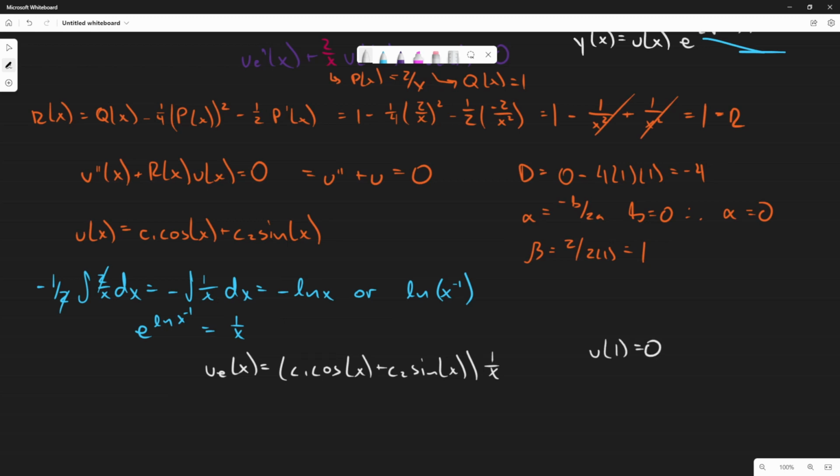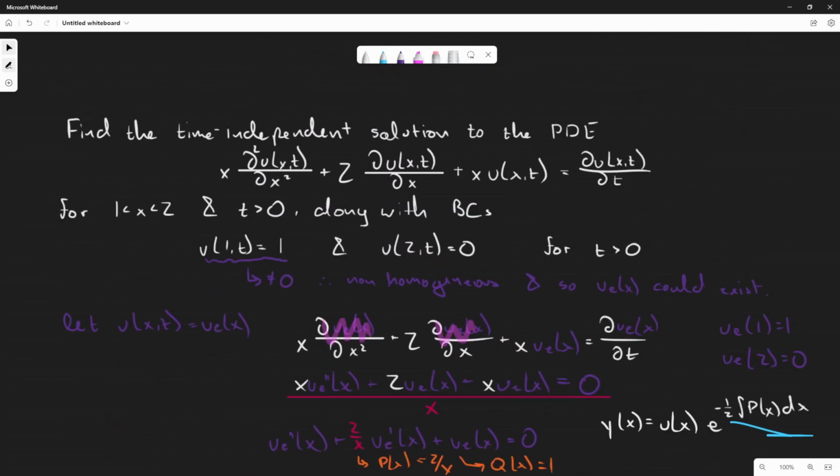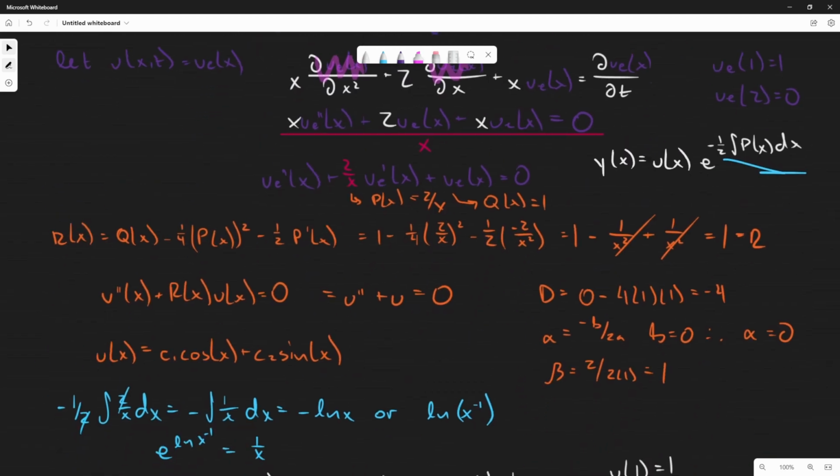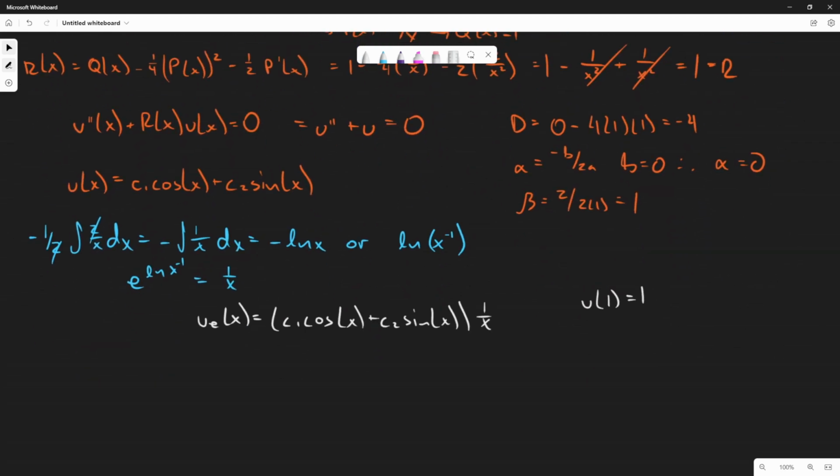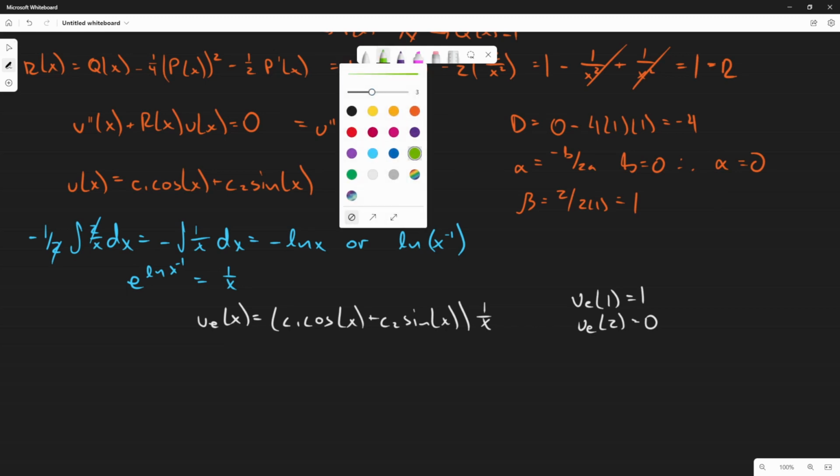is equal to 0. No, u of 1 is equal to 1. Let me fact check this. u of 1 is equal to 1 and u of 2 is equal to 0. And yeah, u of 2 is equal to 0. So now we're going to plug this in, and so this is ue. Apologize. So the boundary conditions, let's use green.